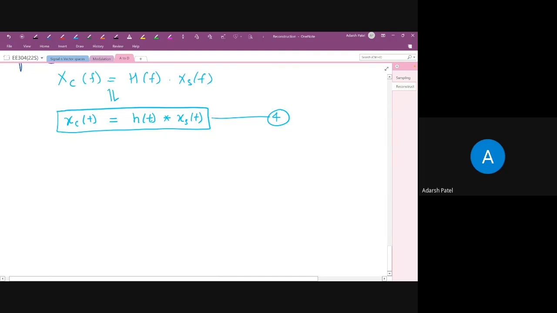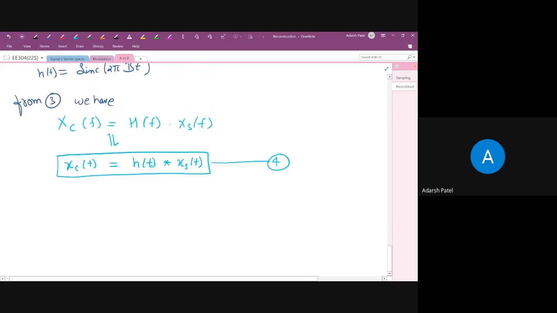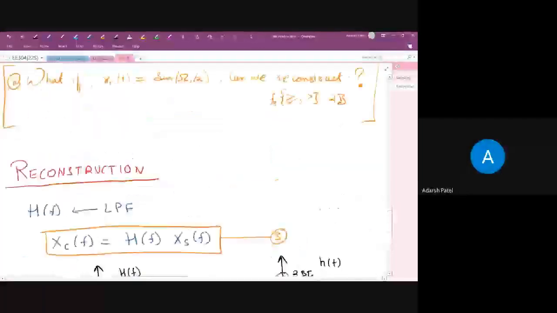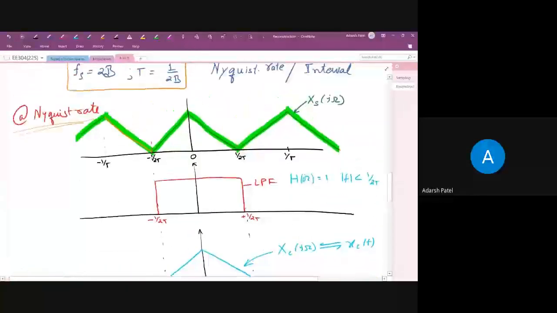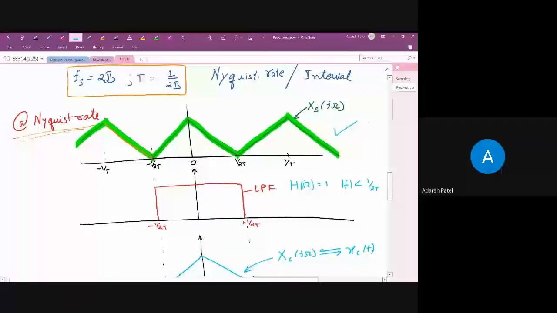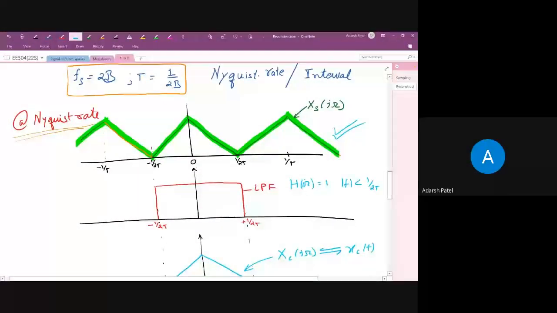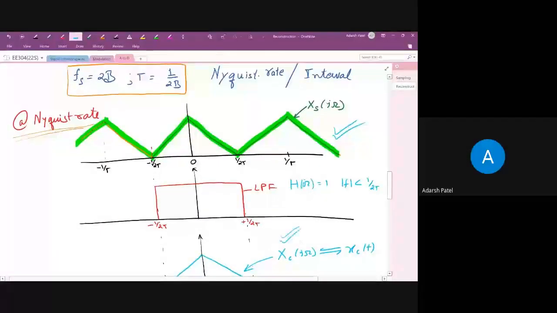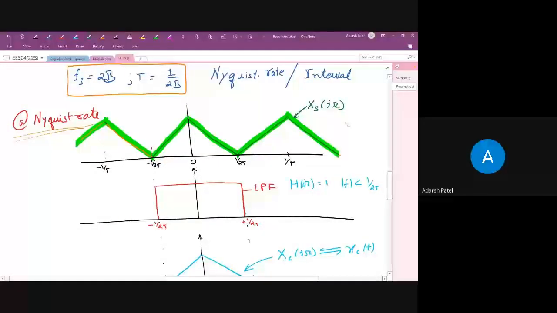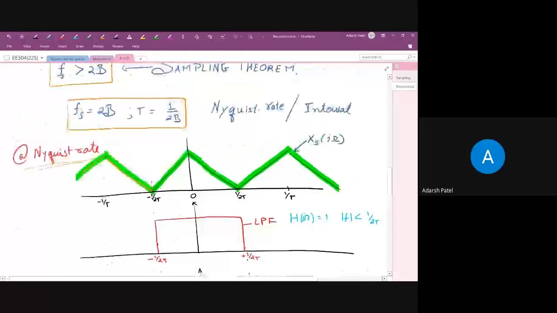Okay, that's good to know. So now if I want to draw this thing, if I want to understand this again pictorially, we have already seen in the frequency domain that it looks like this. In the frequency domain, X_s(j omega) looks like this. And if you pass this with an LPF, a low pass filter, then it will come out to be like this. But what exactly is happening in the time domain?